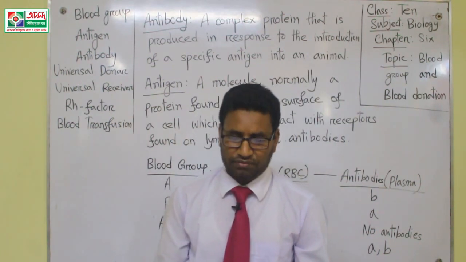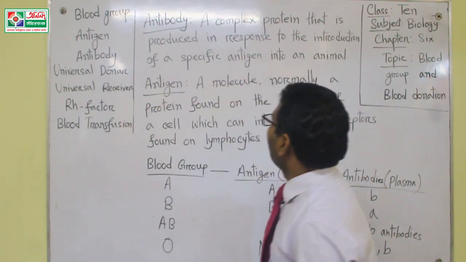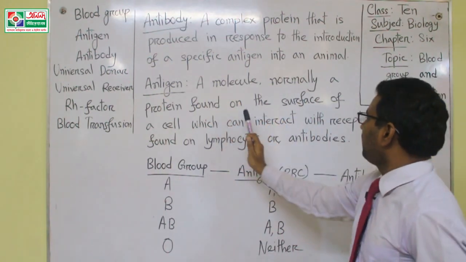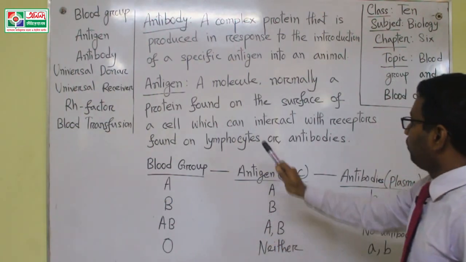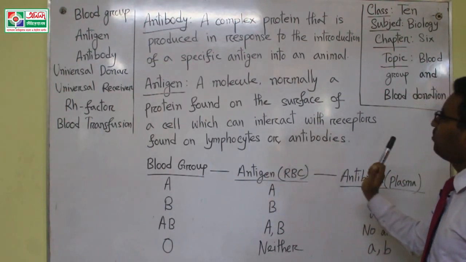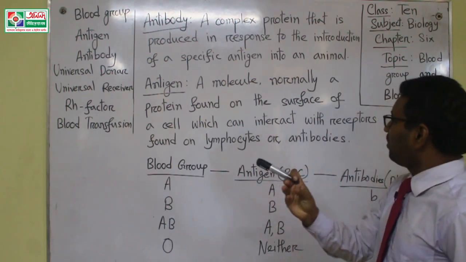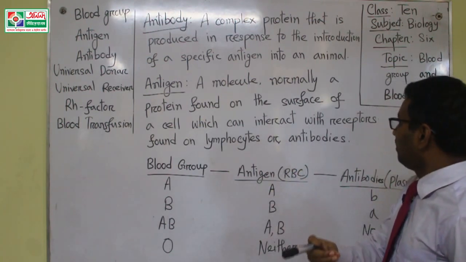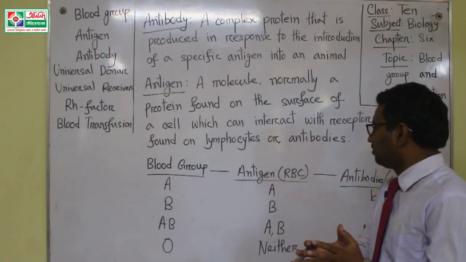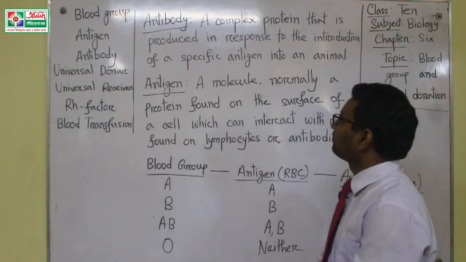Antigen, I have already written the definition of antigen on the whiteboard. Antigen: a molecule, normally a protein found on the surface of a cell and which can interact with receptors found on lymphocytes or antibodies. That means from the definition we can say that antigen is one kind of molecule and it lies on the surface of a cell and always interacts with antibodies, and antigen is also found on lymphocytes.